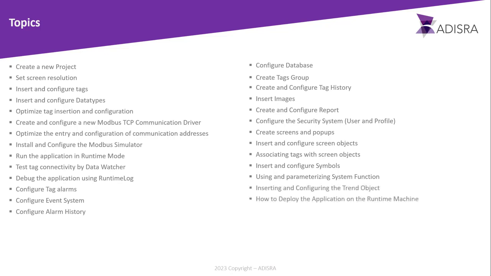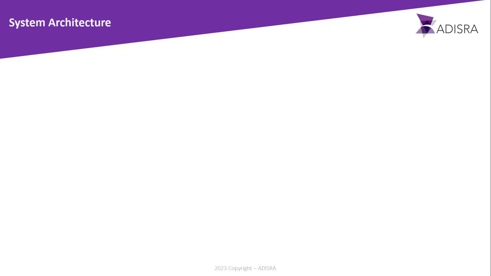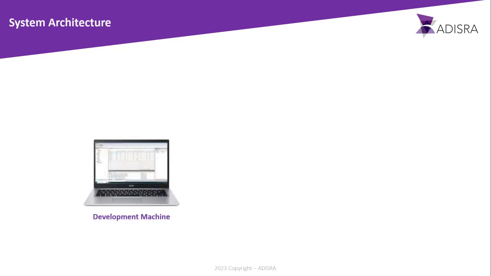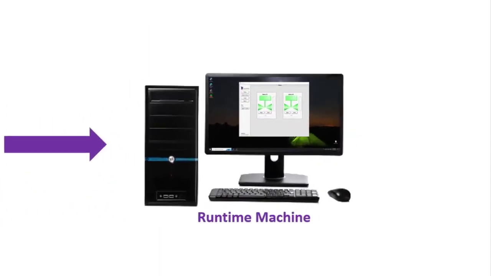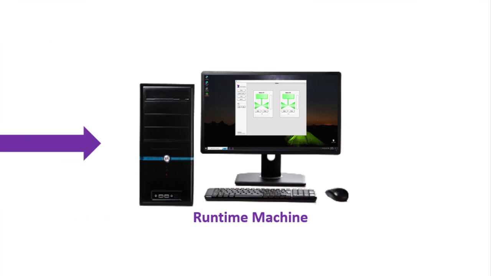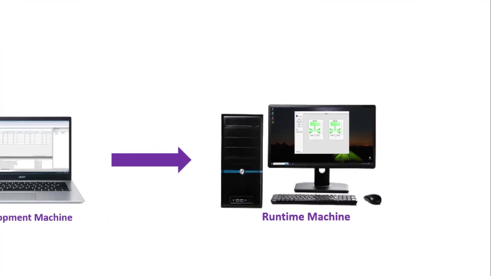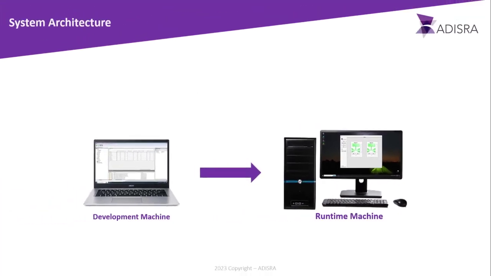How to deploy the application on the runtime machine. How the license system works. We will develop the application on a notebook using an engineering license, and after finishing the development, we will send the application to the runtime machine, which will be responsible for running the application on the final client. The runtime machine will use a runtime license of 150 tags.